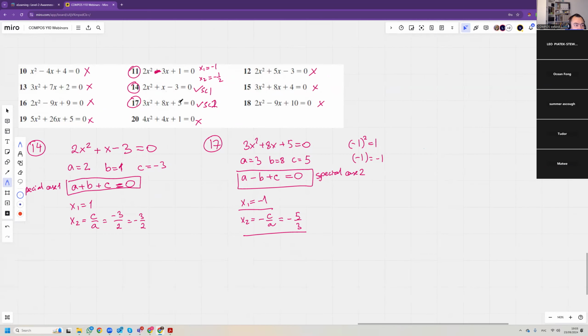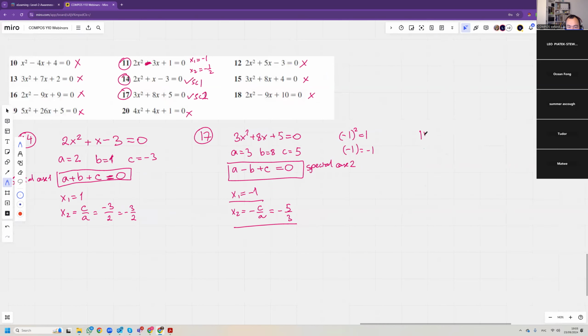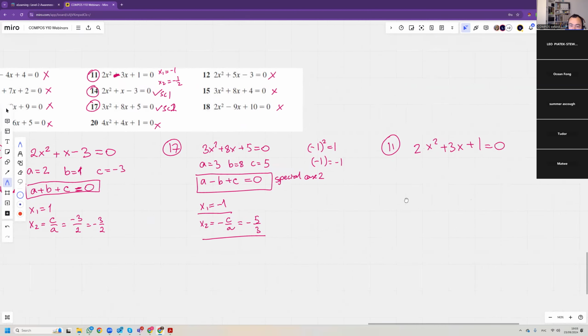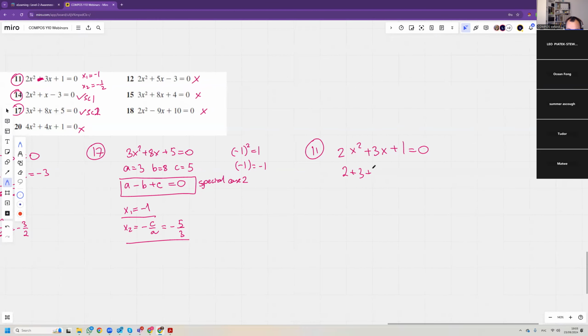And let's do number 11 as well. So 11: 2x squared plus 3x plus 1 equals 0. So 2 plus 3 plus 1 is not 0, so it's not special case 1. But 2 minus 3 plus 1 is 0, so it is special case 2, yes. And then that means that x1 is minus 1 and x2 is minus 1/2.